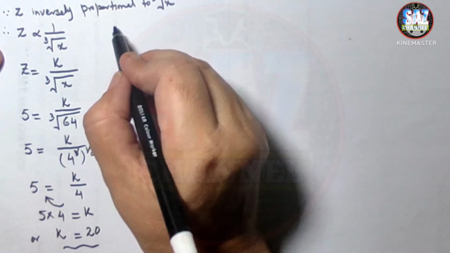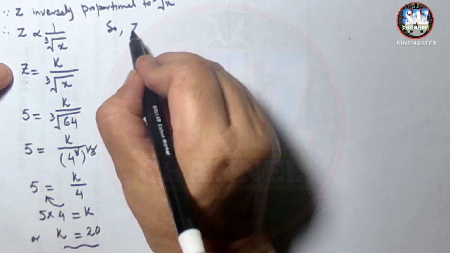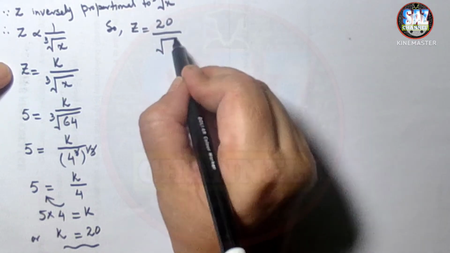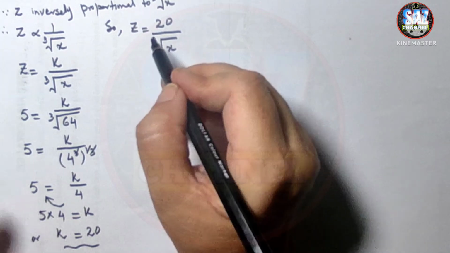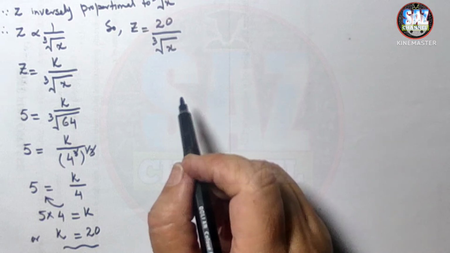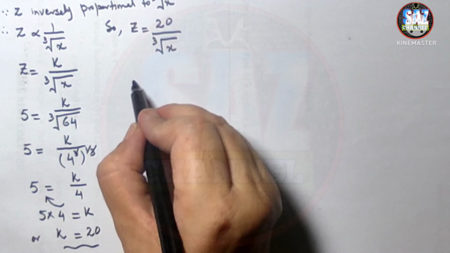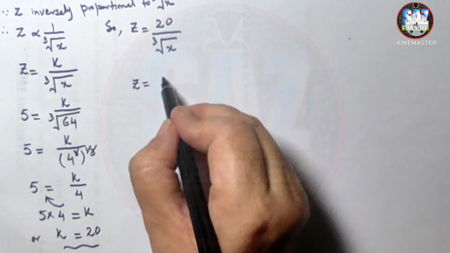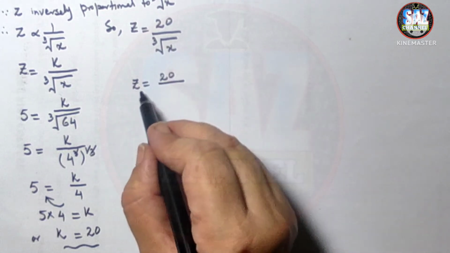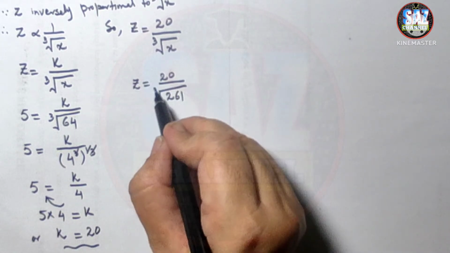So the equation connecting z and cube root x will be z equals 20 upon cube root x. Now after getting the equation connecting z and cube root x, we have to find the value of z when x is 216. So we take the same relationship, and instead of x I replace 216. Now what's the problem with the question?